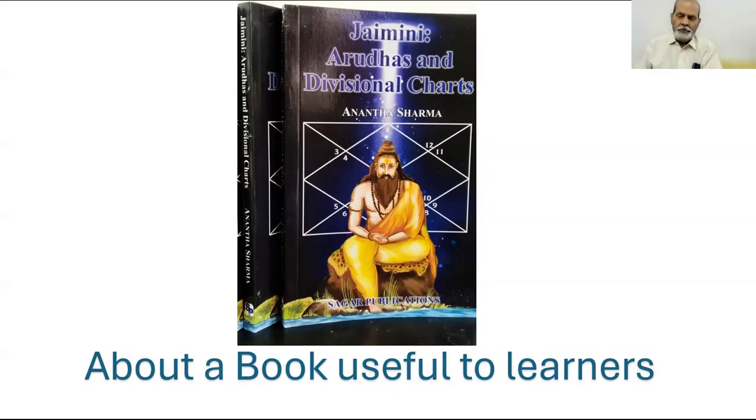Now you see a book on the screen. The title of this book is Jaimini Arudhas and Divisional Charts. We know Arudhas are padas like A1, A2, A3, etc., A7. Each pada is signifying certain houses.